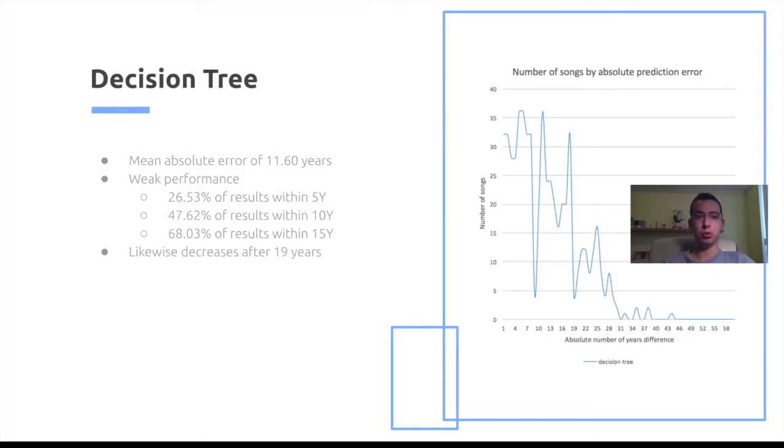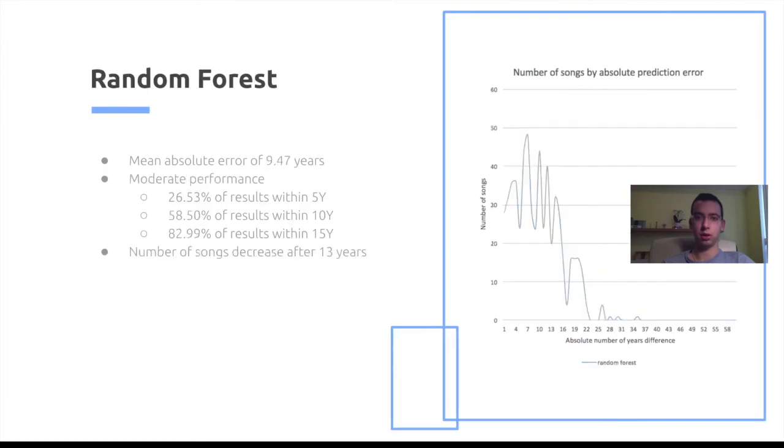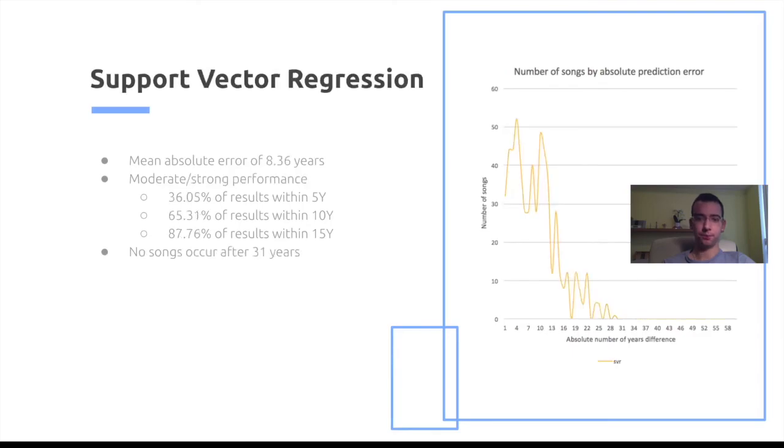For decision trees, we get a mean absolute error of 11.6 years. 68% of results are within 15 years, and only 26.53% of results are within 5 years. And this likewise has a decrease after 19 years, with few occurrences of songs being reported that far off. For random forest, we have a mean absolute error of 9.47 years, which is moderate performance. We also have around 26.53% of results within 5 years, but 82.99% of results are within 15 years, which is fairly good. And the number of songs with absolute prediction error past 13 years is fairly minimal.